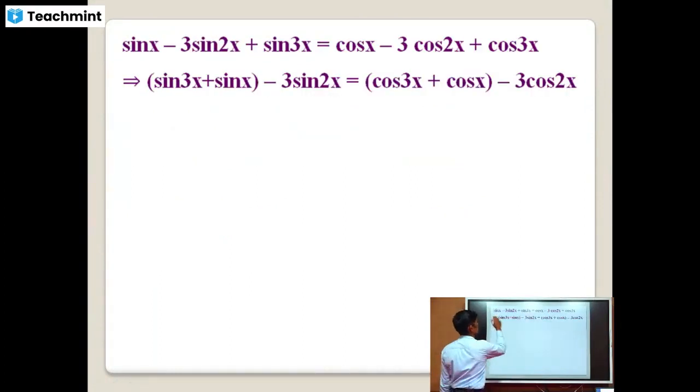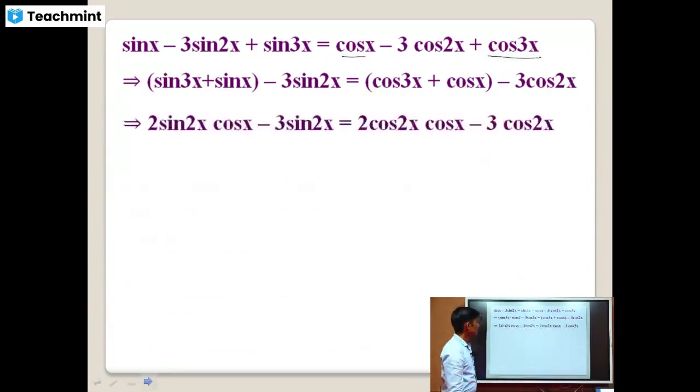It becomes sin x plus sin 3x minus 3 sin 2x. Here it is cos x plus cos 3x minus 3 cos 2x. This is sin x plus sin 3x. Sin c plus sin d is 2 sin of c plus d by 2, that is 3x plus x by 2, sin 2x, into cos of c minus d by 2, 3x minus x, that is 2x by 2, that is x, and minus 3 sin 2x.